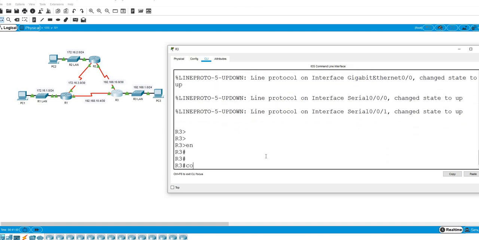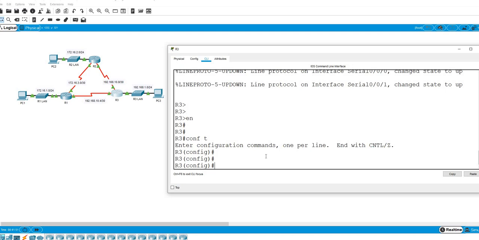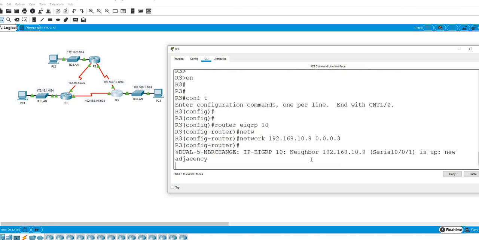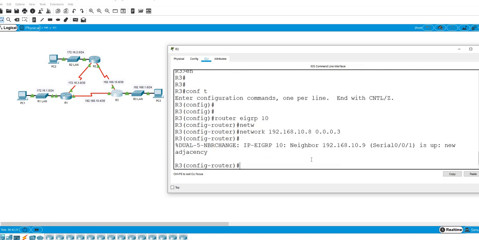Enable mode, global configuration mode, and router configuration, router EIGRP, again 10, and then say network. And on R3, let's start with 10.8. So 192.168.10.8, and the wildcard mask 0.0.0.3. And you see straight away adjacency is created.